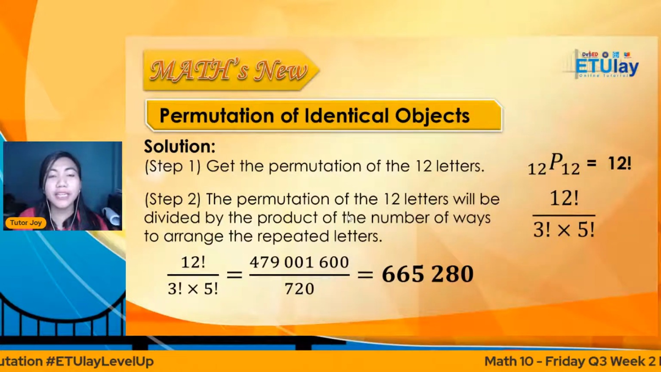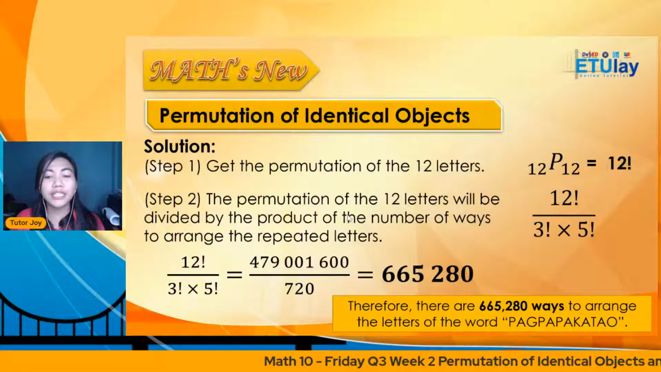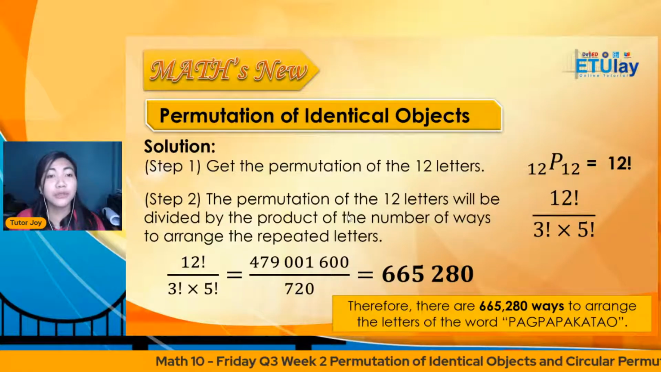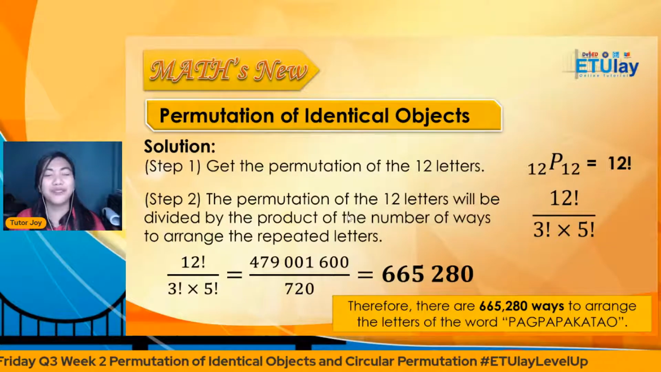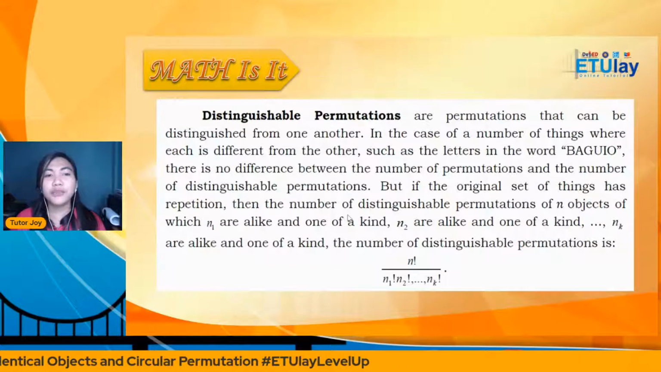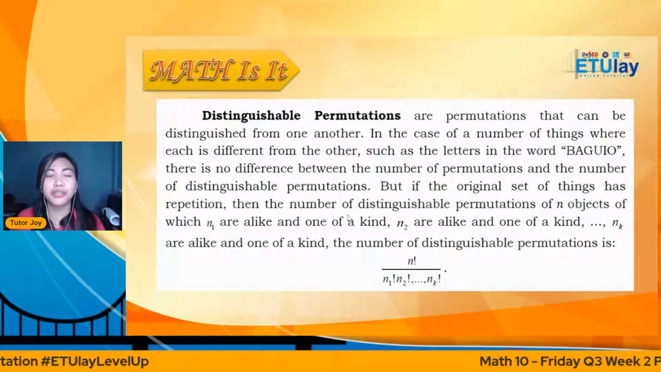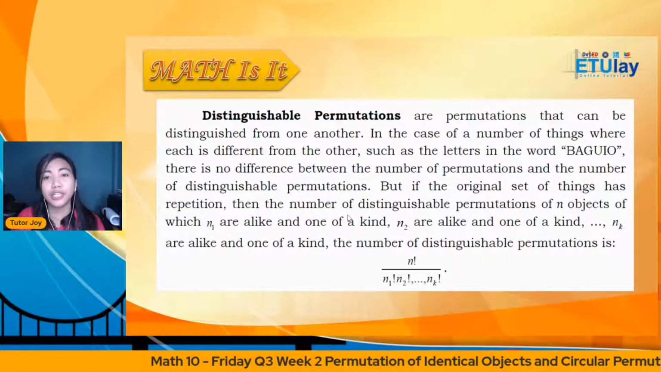Ayan. So what does it mean? Let's interpret the answer that we get. This means that there are 665,280 ways to arrange the letters of the word pagpapakatao. Ayan. And we also have to take note of this, distinguishable permutation, kasi kanina ginamit natin yung term na yon. Distinguishable permutations are actually permutations that can be distinguished from one another.